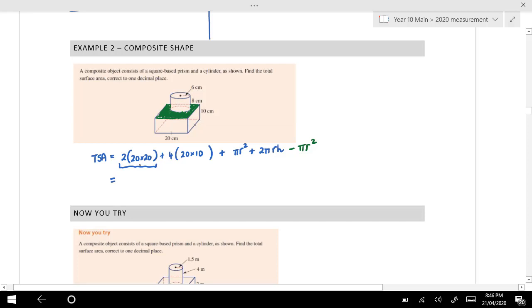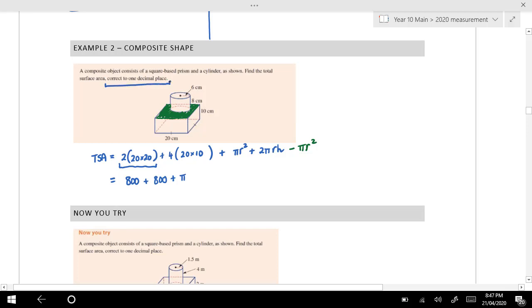20 times 20 is 400, times 2 is 800. We can work that out. And 20 times 10 is 200, so that's also 800. And pi r squared, let's work this out. We're going to need a calculator, or will we? We can try doing an exact first, but we want 1 decimal place.